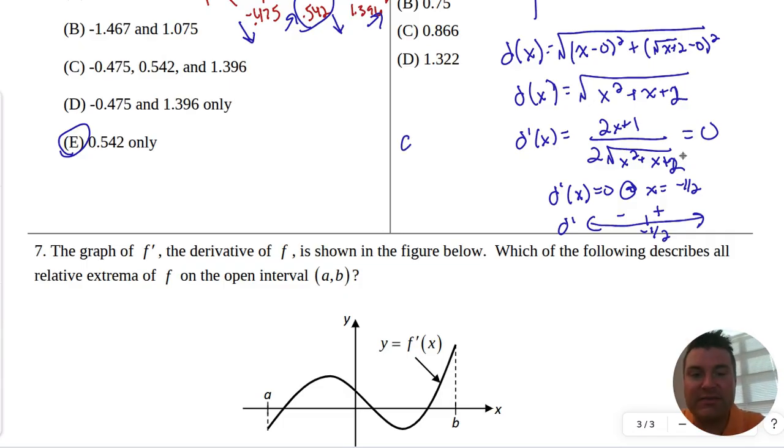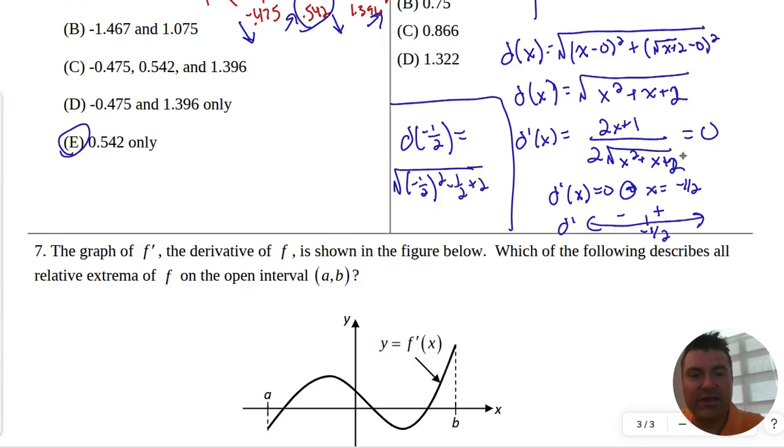So when I find this value out, I need to find d of negative 1/2, which means I'm going to plug in to my equation here. So I'm going to do negative 1/2 squared minus 1/2 plus 2. When I do that, I'm going to spare you the ability to look at the calculator there, but you're going to get an answer of D.